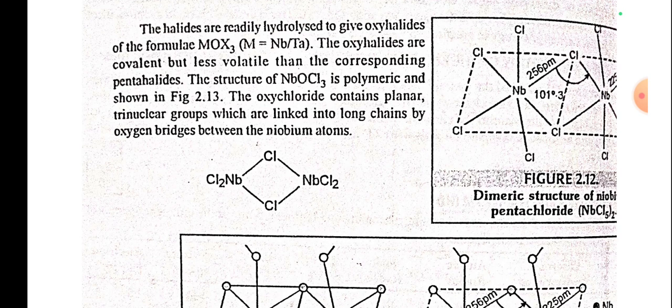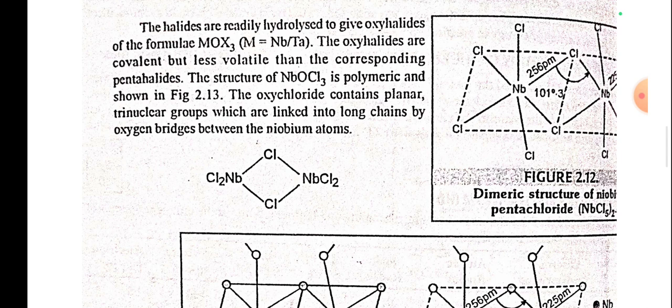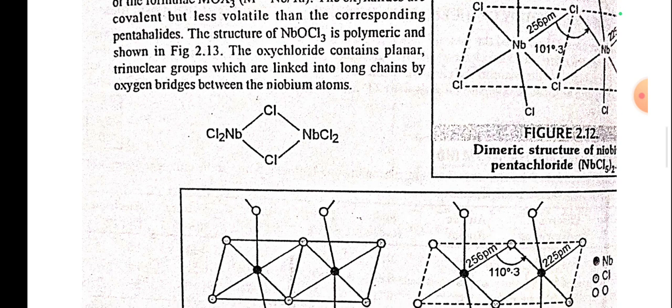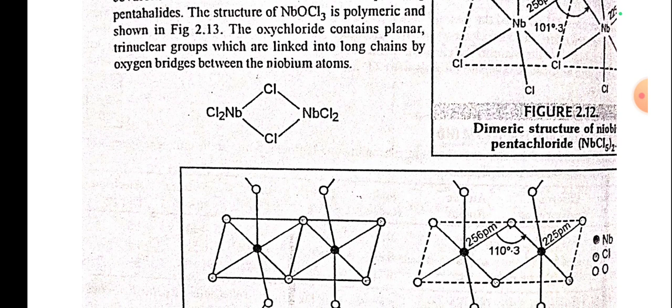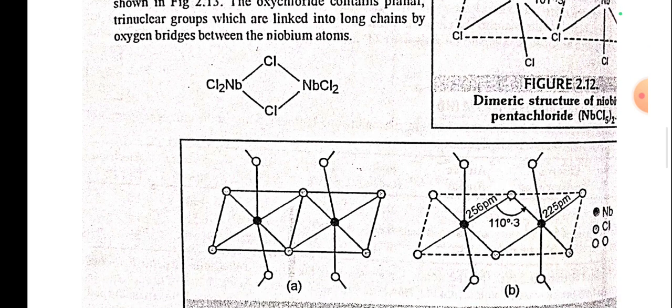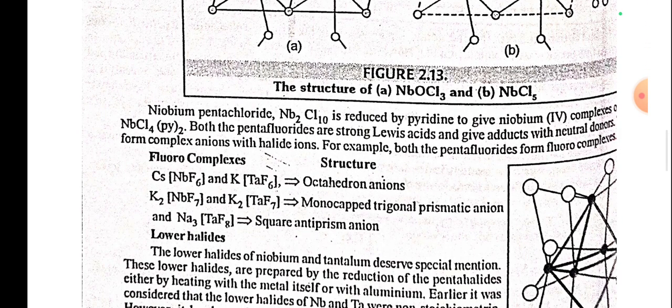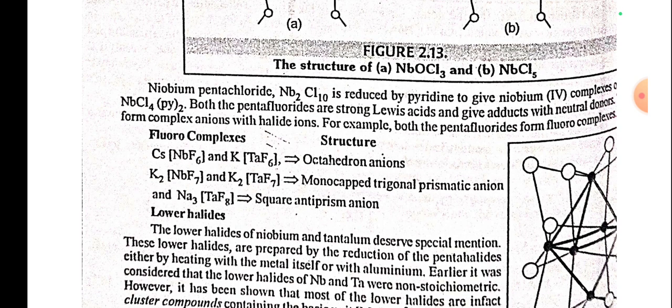Here the metal is Nb or Ta. The oxohalides are covalent but less volatile than the corresponding pentahalides. The structure of NbOCl3 is polymeric, as shown. The oxychloride contains planar trinuclear groups which are linked into long chains by oxygen bridges between the niobium atoms. Niobium pentachloride Nb2Cl10 is reduced by pyridine to give niobium(IV) complexes, NbCl4(Py)2.